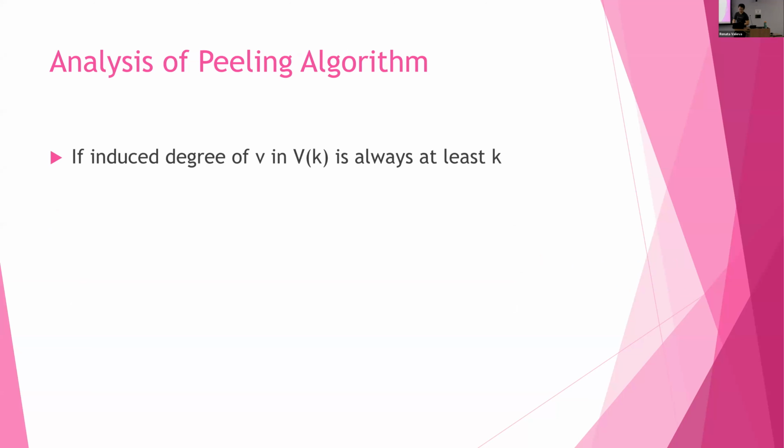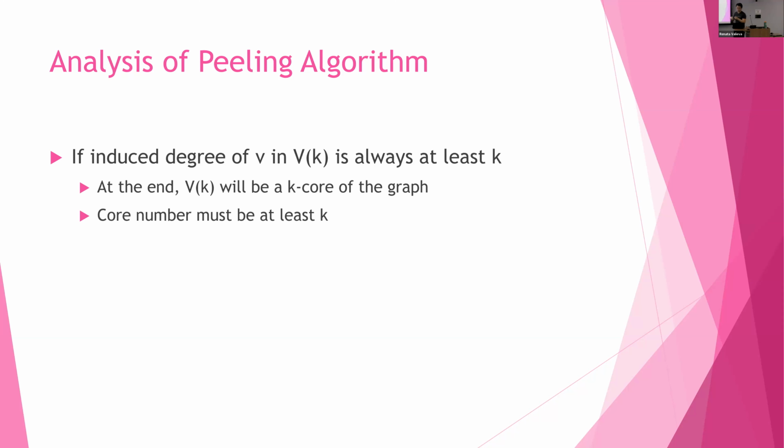Let's analyze the simple peeling algorithm because it ends up forming the basis for our private algorithm as well. Suppose that the induced degree is always at least K in this V of K throughout the entire algorithm. Then it's pretty clear that, first of all, this vertex v is in V of K at the end because it never gets peeled off. This also implies that V of K will be a K-core in the graph, because at the end, all of the vertices have induced degree at least K, which is the definition of a K-core. As a result, the core numbers of V will all be at least K.